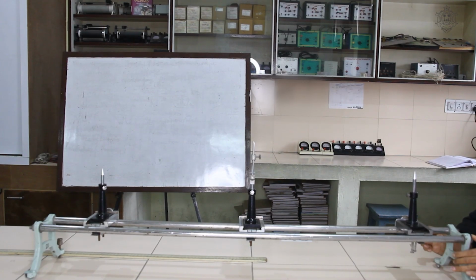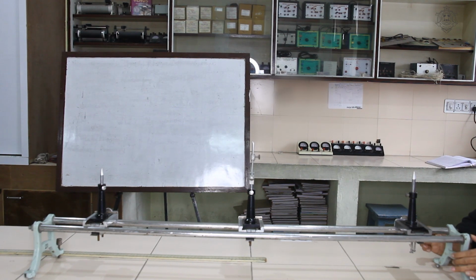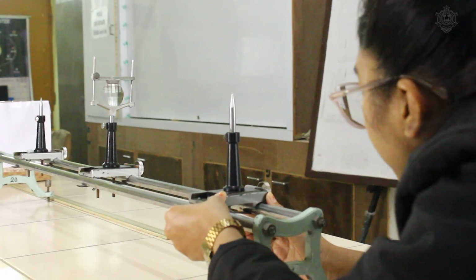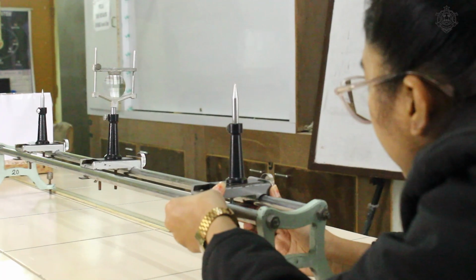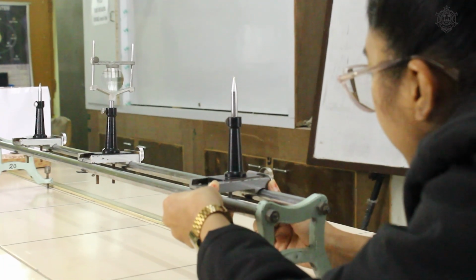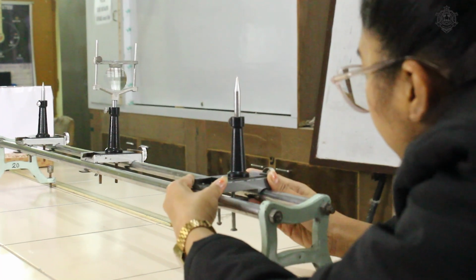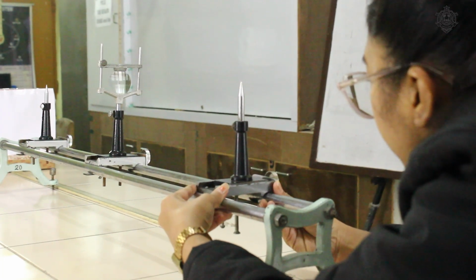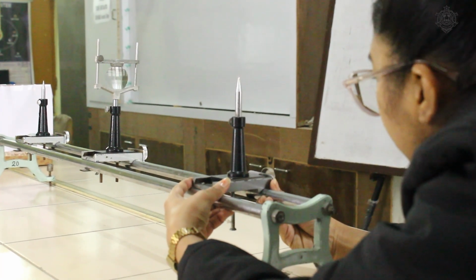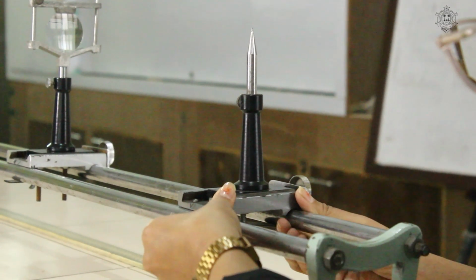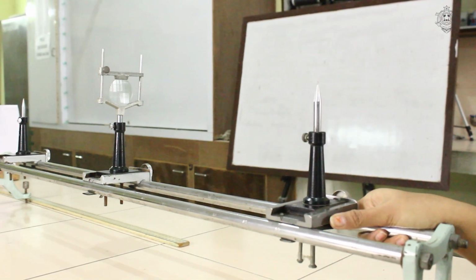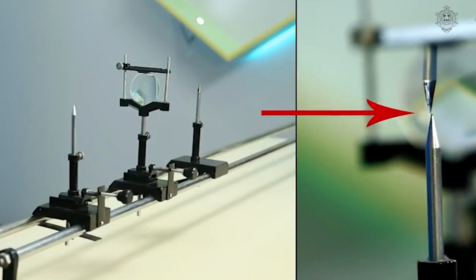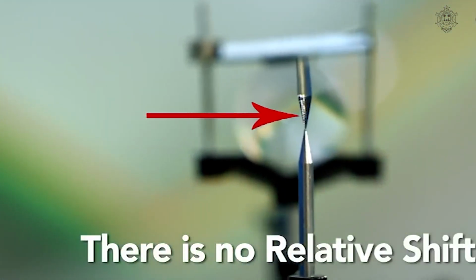The first and most common error in this experiment is parallax. That is, when you move your head left to right, the needles don't coincide with each other and move apart. They shouldn't move like this. To remove this parallax error, you can shift this upright forward and backward. Okay, so we have removed our parallax error and both the needles move together through this lens.